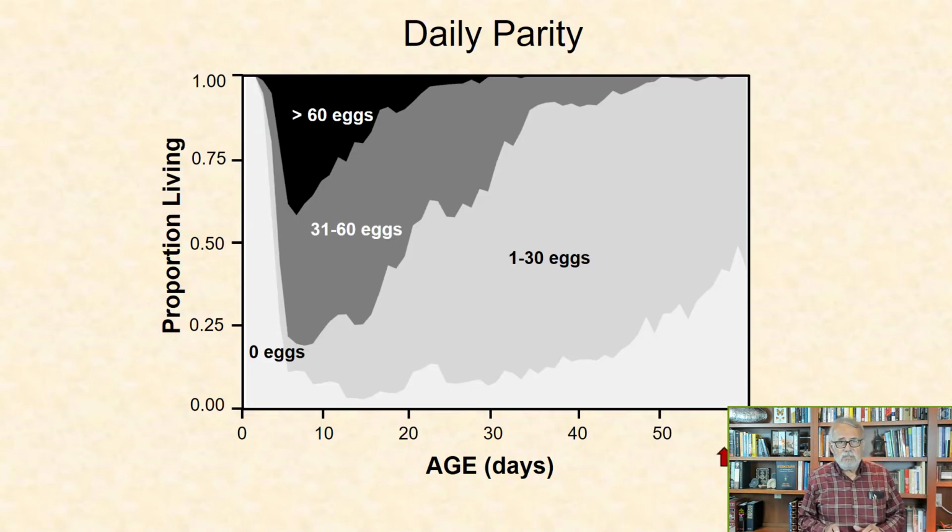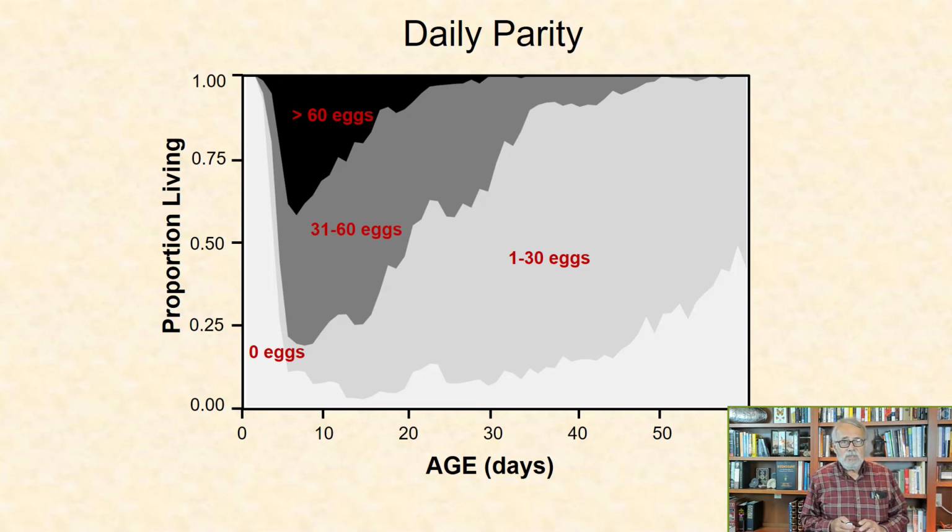On the x-axis is age from 0 to 60 days, and on the y-axis is the proportion living that are laying these different numbers of eggs at different ages. The 4 shaded bands represent the different fractions of individuals remaining alive that are producing either 0, 1 to 30, 31 to 60, or greater than 60 eggs each day.